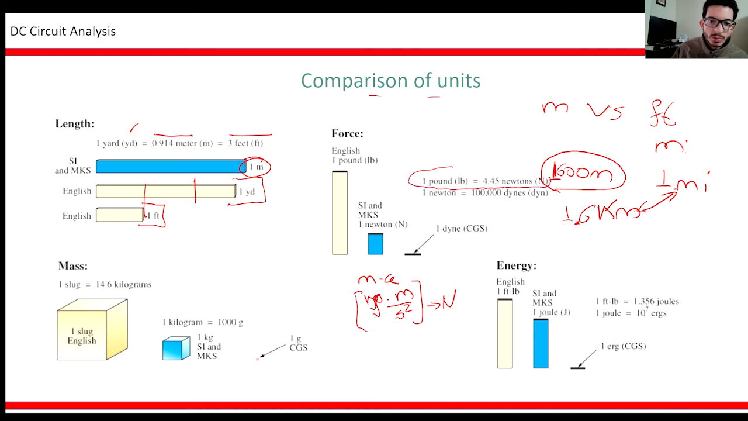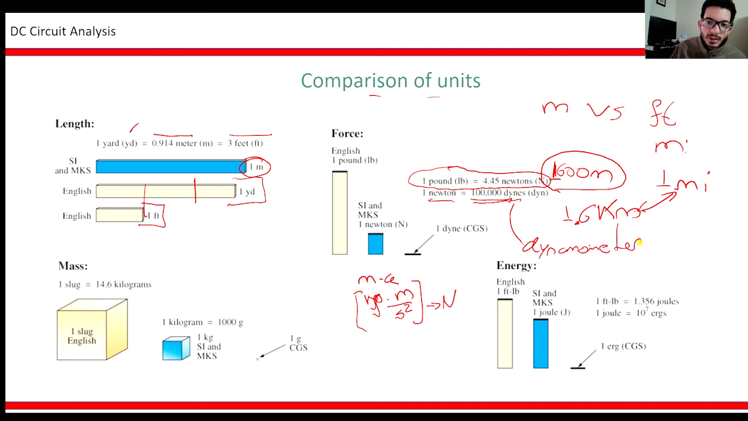I almost never remember this, but 1 pound is 4.45 newtons. And 1 newton is 100,000 dynes. So 1 newton is much, much bigger than a dyne, to the point that we just say that 1 newton is 100,000 dynes. Okay, there's a very common sensor called a dynamometer.